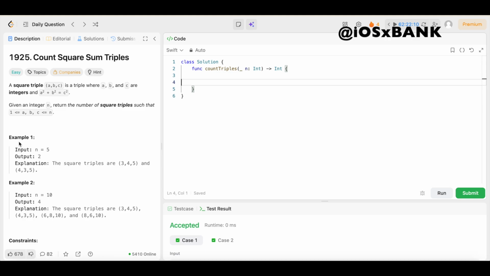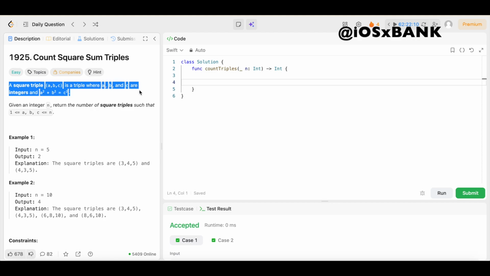Now let's see what the question says. A squared triple (a, b, c) is a triple where a, b, and c are integers and a squared plus b squared equals c squared. Given an integer n, return the number of squared triples such that 1 is less than or equal to a, b, and c, which is less than or equal to n. All right, y'all, so that may seem a little bit confusing.